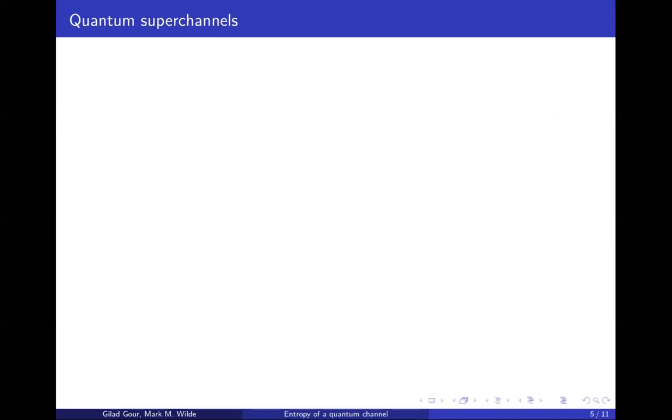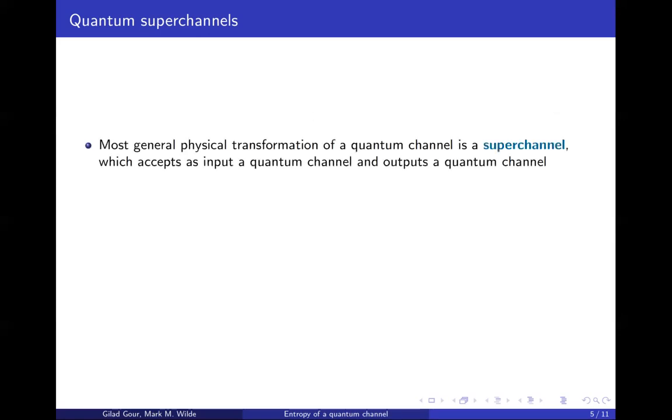What is a physical evolution of a channel? That's what's known as a superchannel. So it's the most general physical transformation of a quantum channel. It's a mathematical object that accepts as an input a quantum channel and outputs a quantum channel.